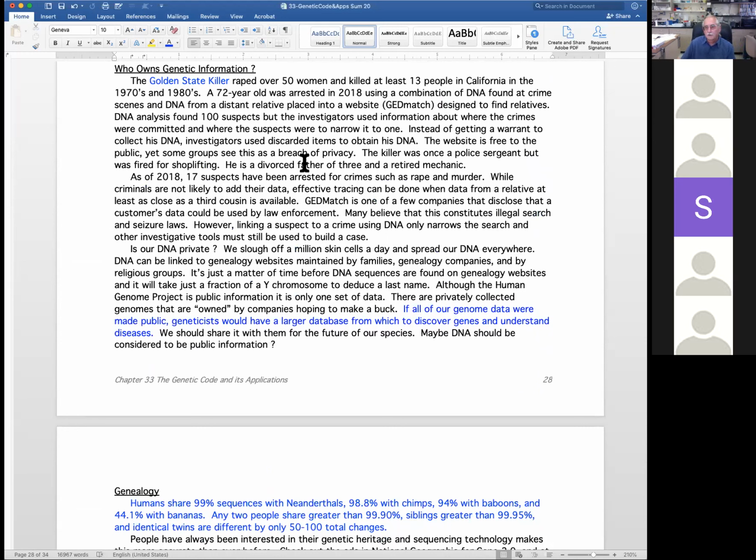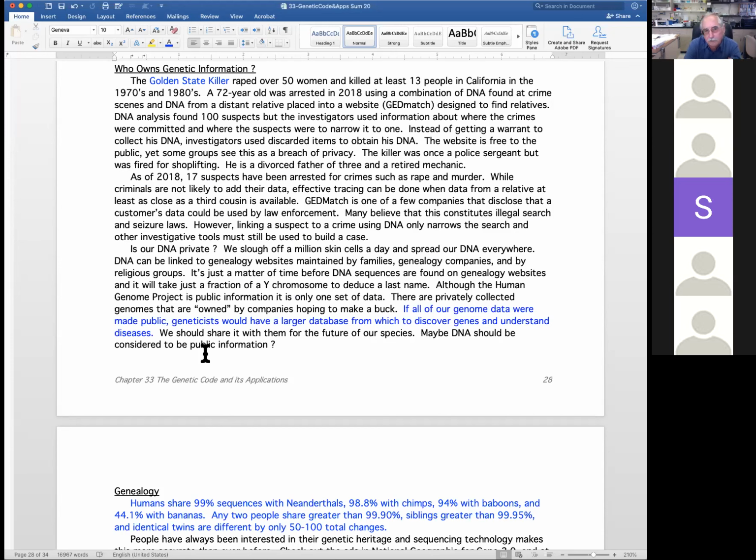So anybody have any questions so far? So we get all this genetic information. Who owns the information? You think you do, but you don't really. There's some more expensive companies that will keep track and protect your data.